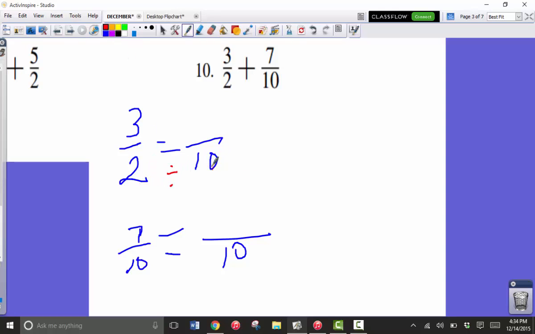2 will go into 10 5 times. Multiply that answer with the numerator. 3 times 5, 15. Same thing down here at the bottom with the denominators. 10 will go into 10 one time. 7 times 1, 7. Remember that this is an addition problem, so we're going to add those two numerators together, adding the two top numbers together. 15 plus the 7, 15, 16, 17, 18, 19, 20, 21, 22.